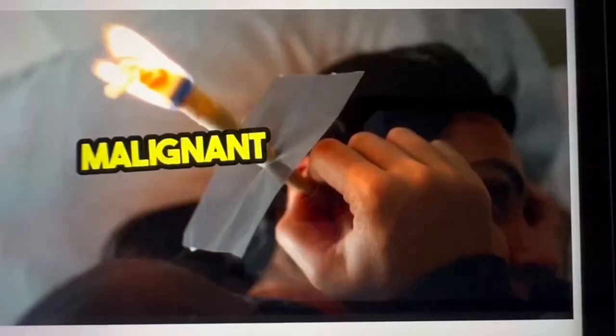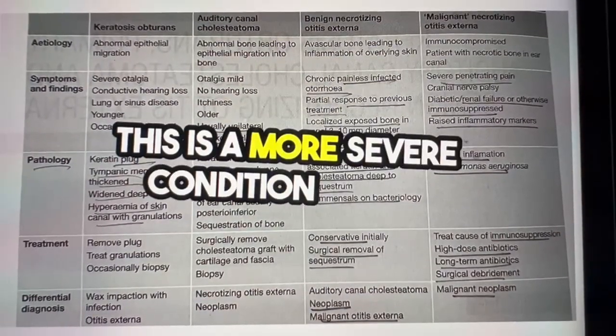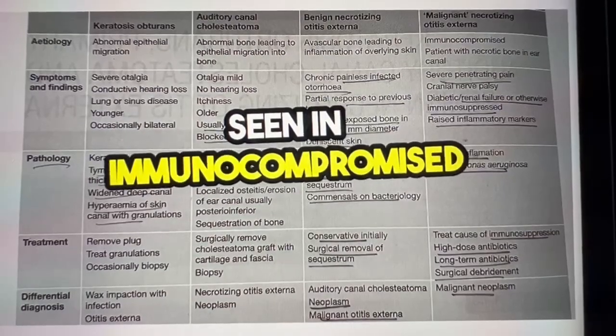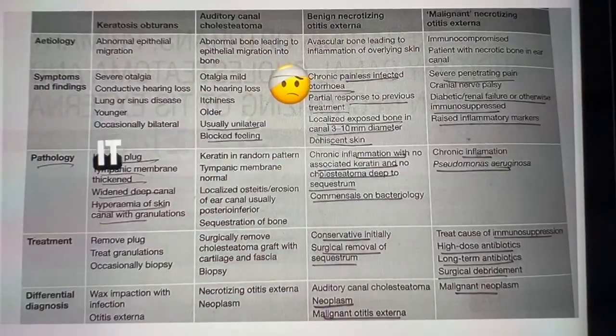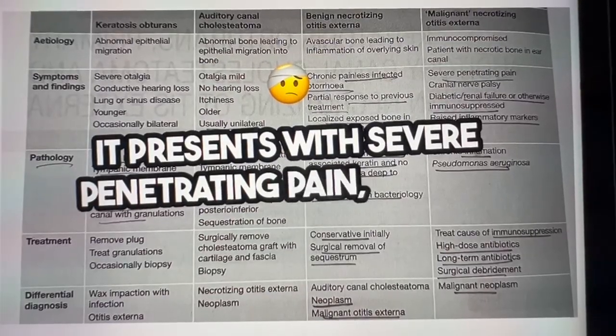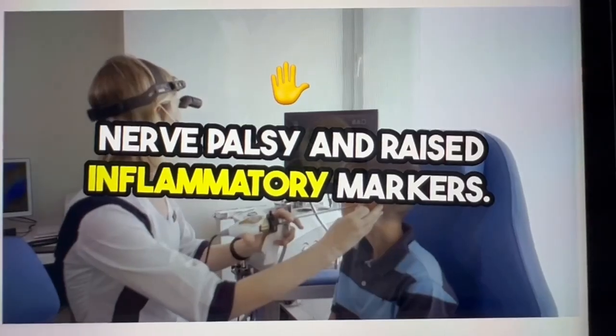Lastly, let's talk about malignant necrotizing otitis externa. This is a more severe condition, often seen in immunocompromised individuals, such as those with diabetes or renal failure. It presents with severe, penetrating pain, cranial nerve palsy, and raised inflammatory markers.